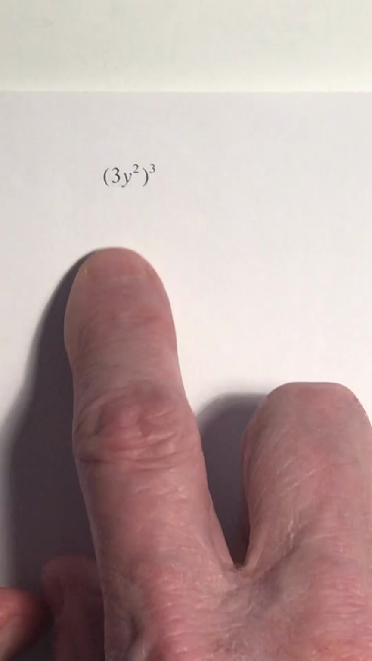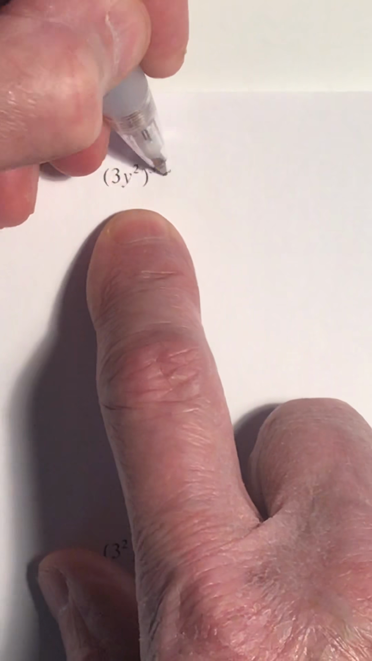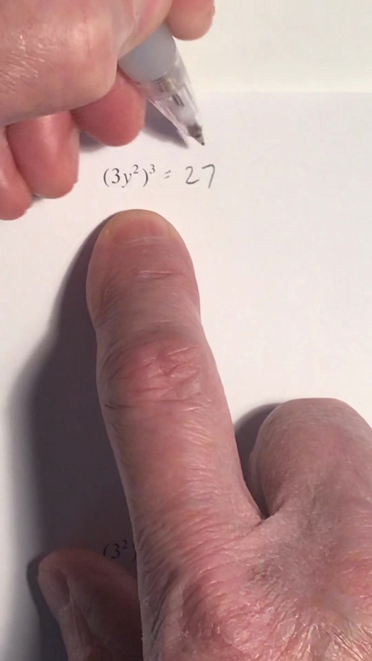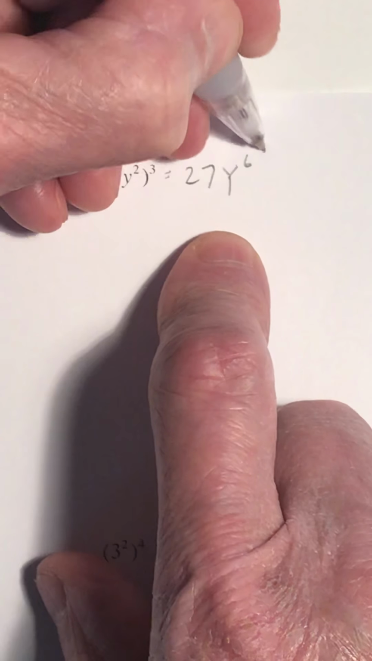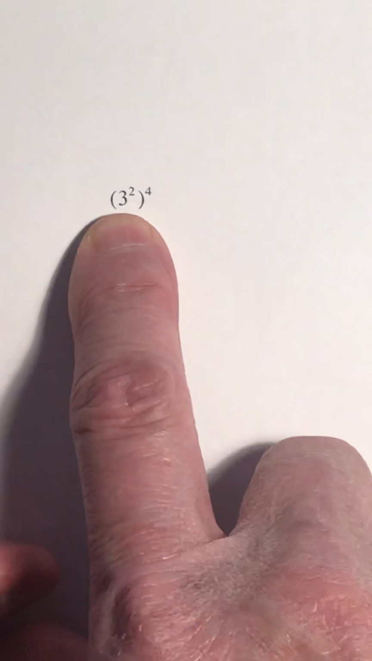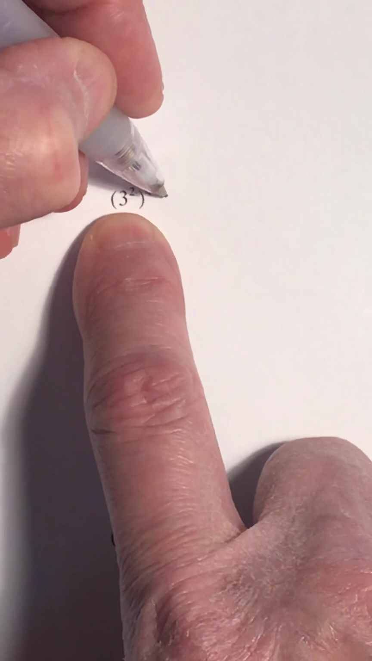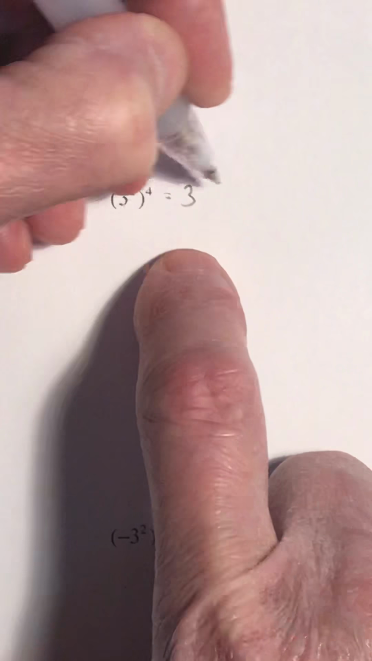Back to the top of the paper. Coefficient gets raised to the third power. 3 to the third is 27. Y squared to the third. We multiply the exponents, you get y to the sixth. And this works just like an x. This is going to be 3 to the power 2 times 4 is 8.